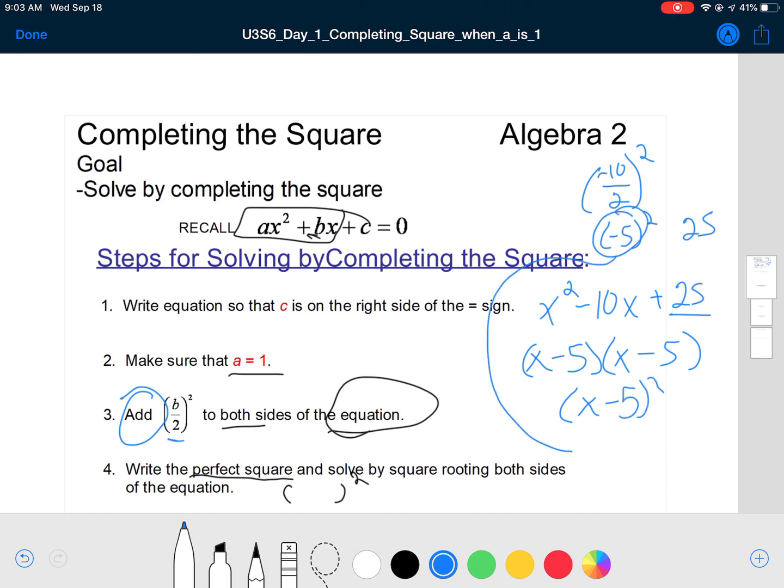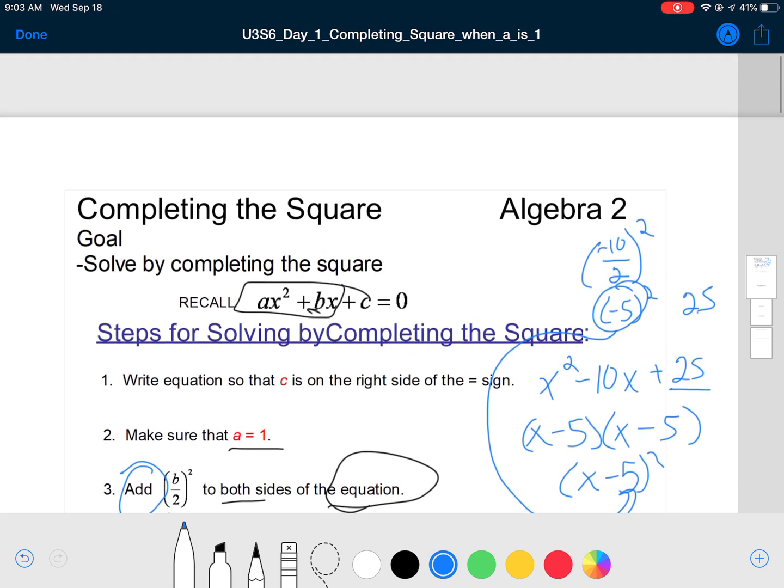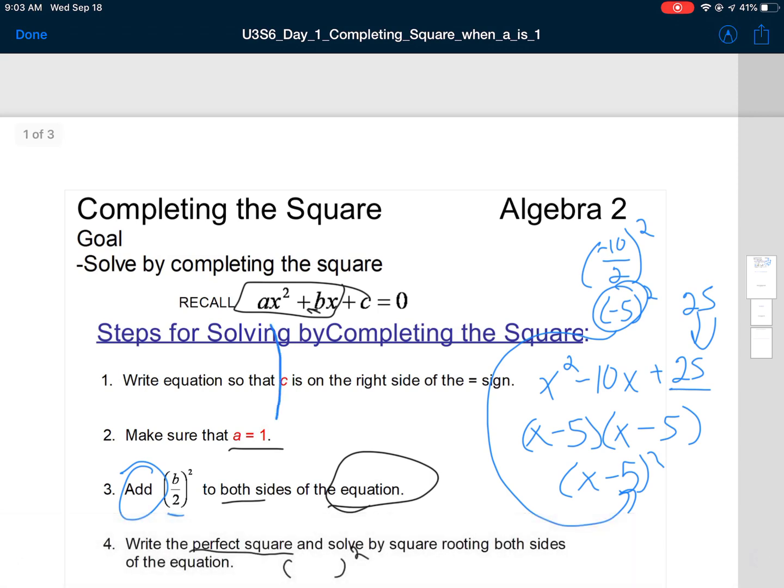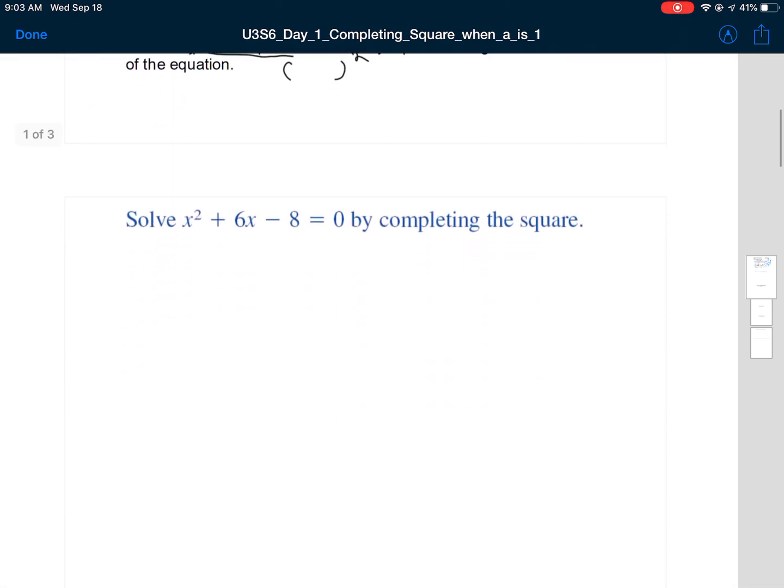That's why I show all my tedious little work. Whatever that number is inside of the parentheses, that's what I'm going to end up using in my factoring. 25 is the number that I have to add to complete the square, but minus 5 is the number that I end up using when completing that square. So let's try this with solving.